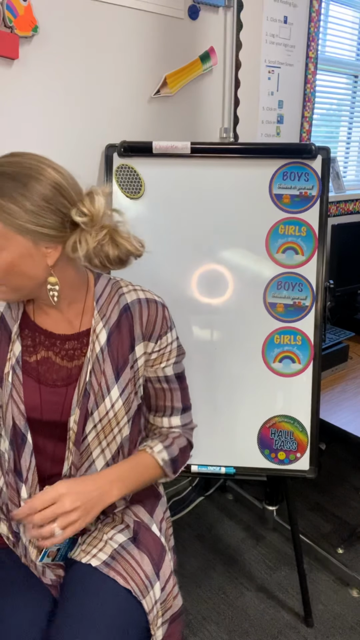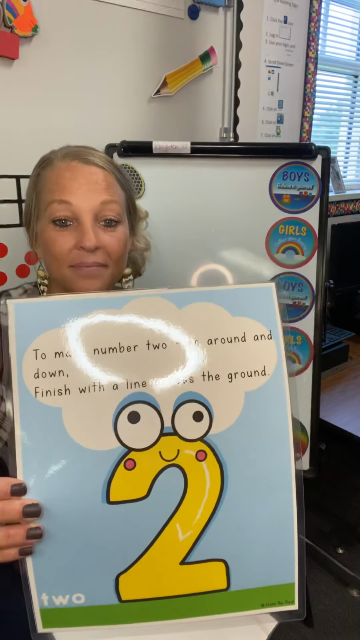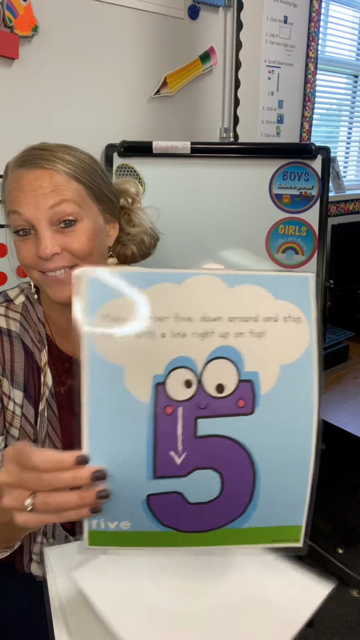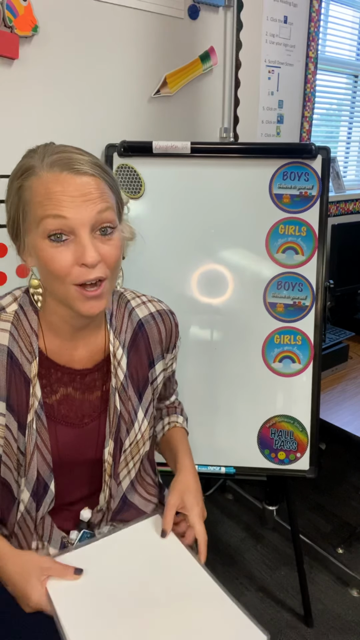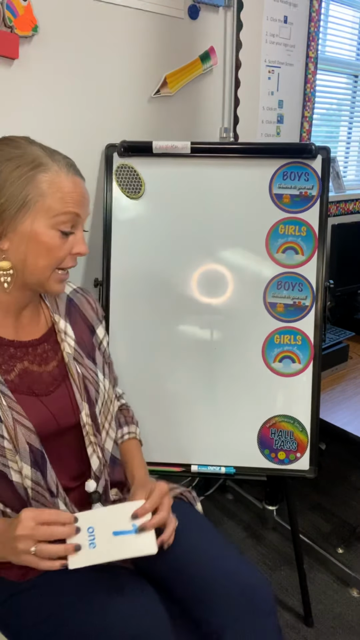So if we want to review, I'm going to hold up a number and you tell me what it is. 3, 2, 1, 5, and 4. And don't forget about the number that shows nothing. That is the number 0. You can show a 0 even with your hands. So 0 is nothing.